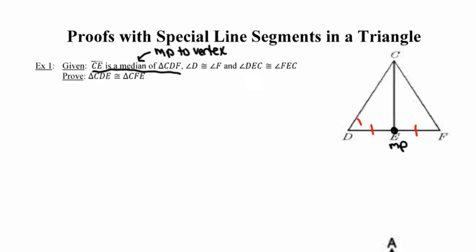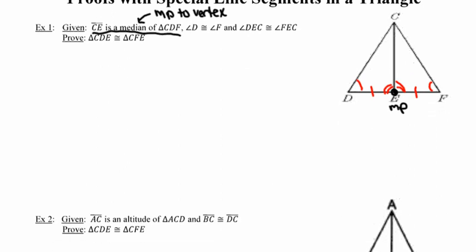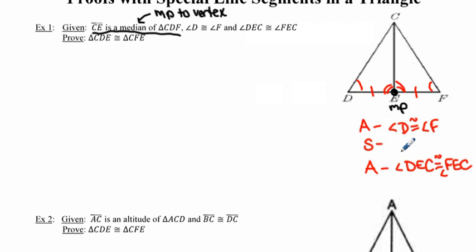Angle D is congruent to angle F, and the other given we're told is that angle DEC is congruent to angle FEC. So when I look at this picture, as far as proving the triangles congruent, I'm seeing angle side angle, where the first pair of angles are the given angles D and F. The second pair of angles are the given angles DEC and FEC. And the pair of sides are those that are formed by the midpoint, sides DE and EF.